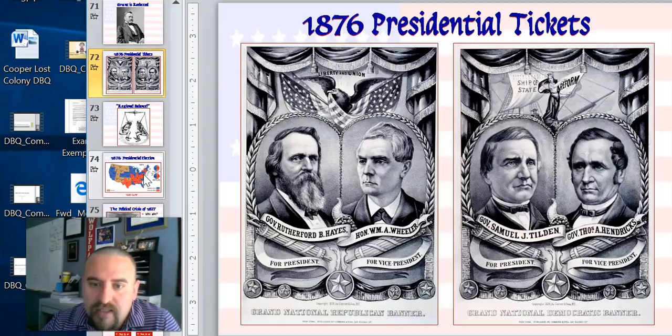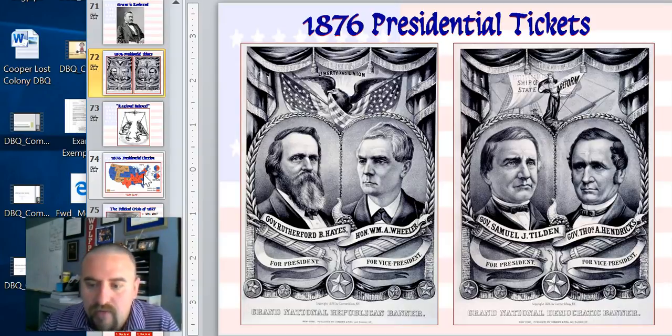This leads up to the 1876 election. We're still suffering in economic issues from that panic. There's still ideas of corruption. We're still focusing on the West. In 1876, there's this opportunity for the South. There is a Republican running for president, Rutherford B. Hayes, running against Samuel Tilden, who's going to be the Democratic nominee.